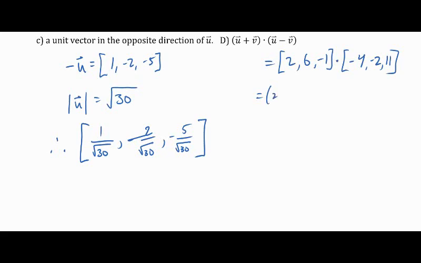Dot product is multiplying the same components and adding. So x's with x's, y's with y's, z's with z's, and adding them all together. And it should give me a scalar. So negative 31.